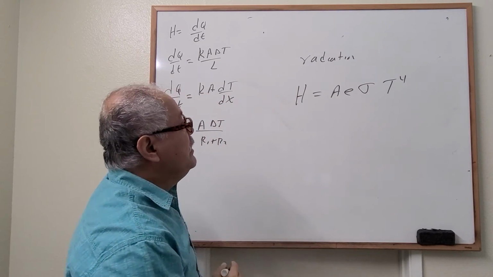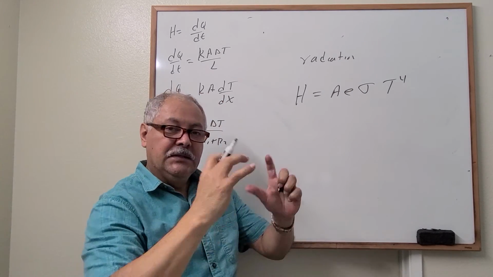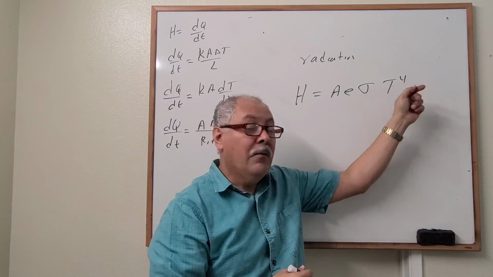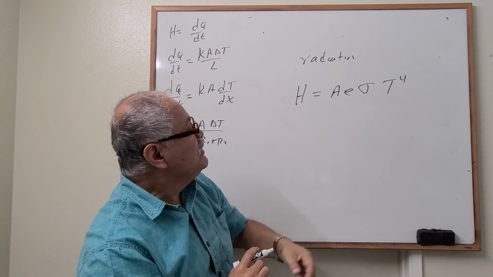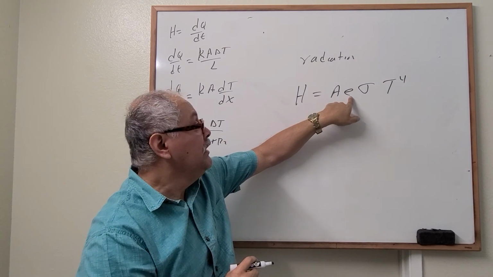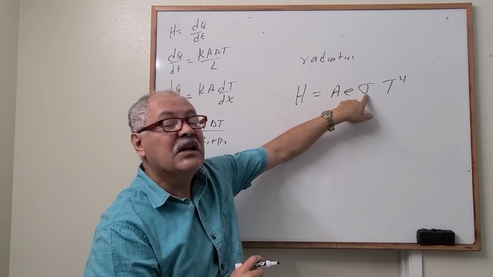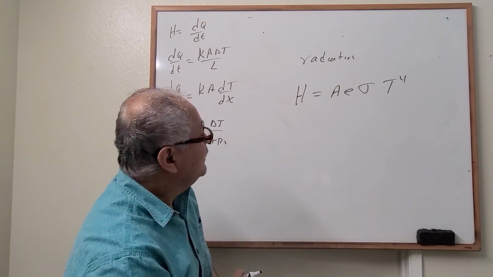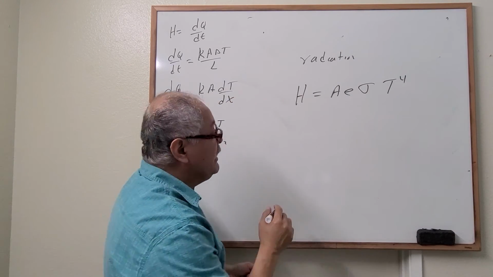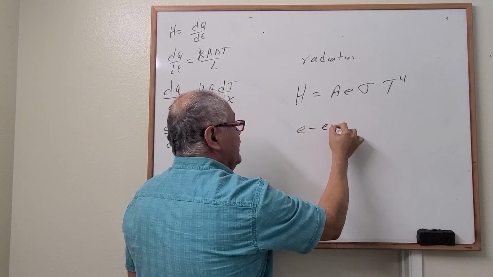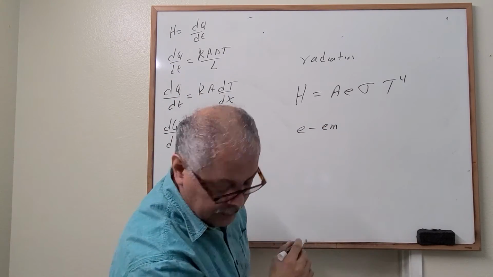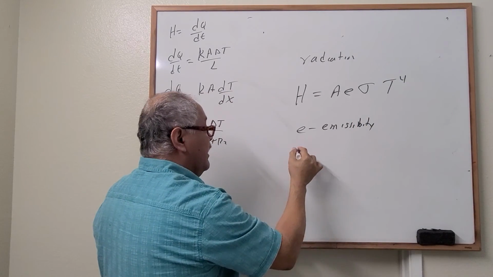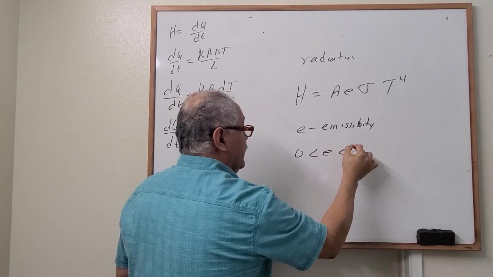The energy radiated by an object depends on the surface, depends on its temperature to the 4th power, correct? Depends on the material, correct? This is a constant of proportionality. In this case, it's going to be the Stefan Boltzmann constant. Great. In this case, E is called emissivity, and takes a value from 0 to 1.